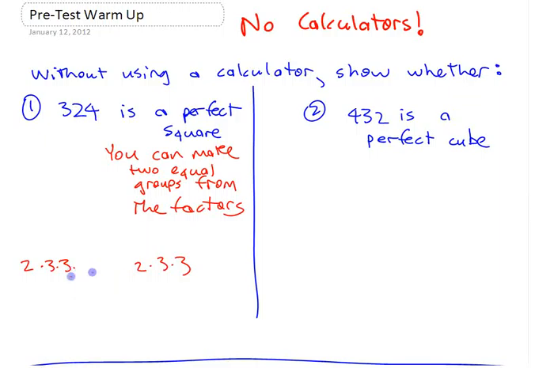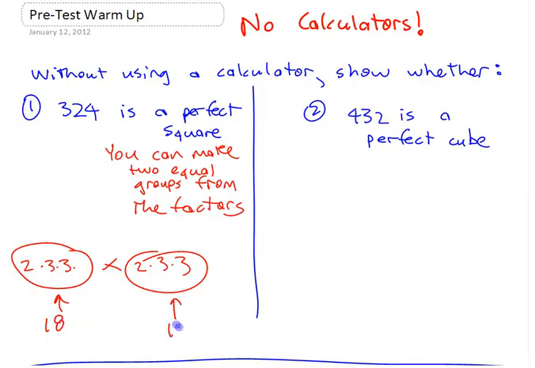And then, how could I figure out what the square root of this is? If I asked you what the square root of that is, how can you tell what the square root is? If I made my 2 equal groups, how would I figure out what the square root is? Well, if this times itself gives you 324, isn't each of these the square root? One of those groups, if you multiply it out, you get 18. You get 18 there. The square root is one of those groups.